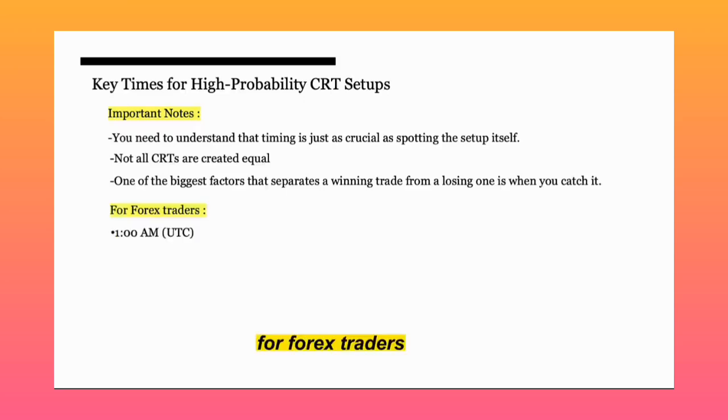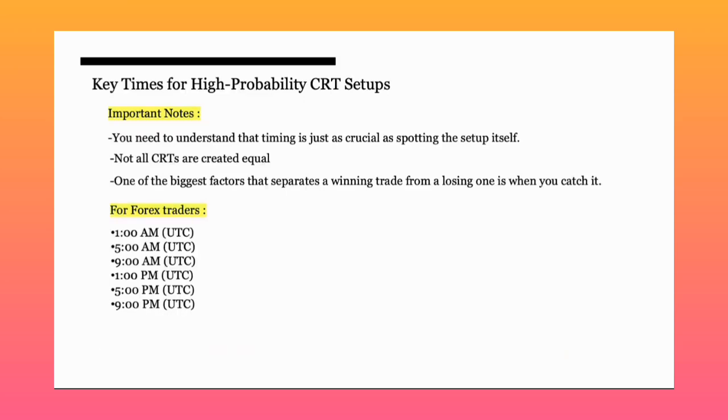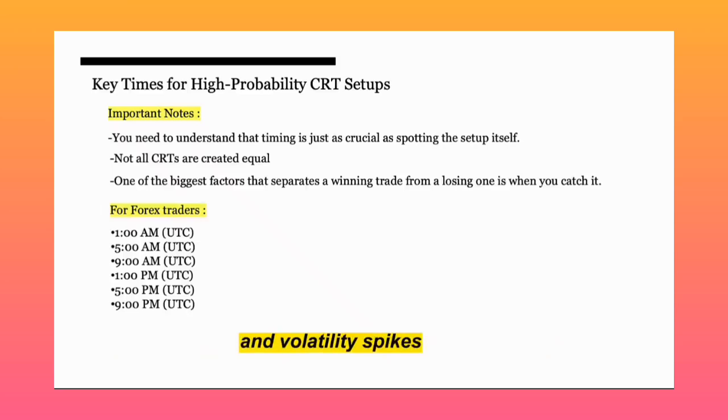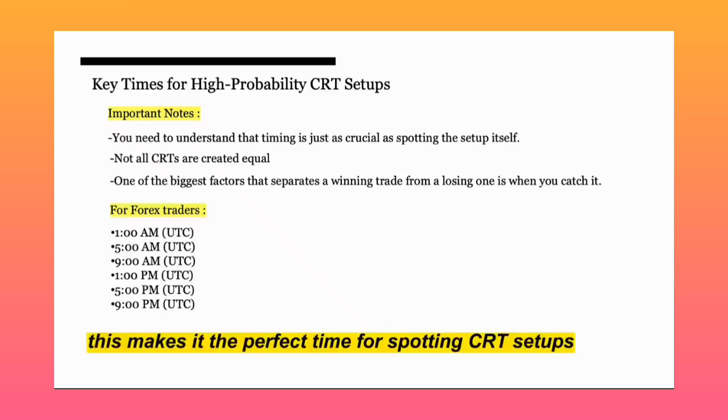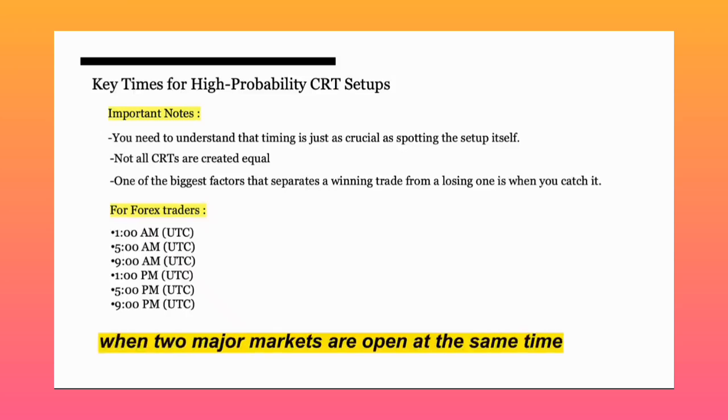For Forex traders, here are the most important times to keep in mind: 1 a.m., 5 a.m., 9 a.m., 1 p.m., 5 p.m., and 9 p.m. These times are crucial because they align with key market sessions, like the London Open at 5 a.m. UTC and the New York Open at 1 p.m. UTC. These are periods when liquidity is at its highest and volatility spikes. This makes it the perfect time for spotting CRT setups, especially during session overlaps when two major markets are open at the same time.